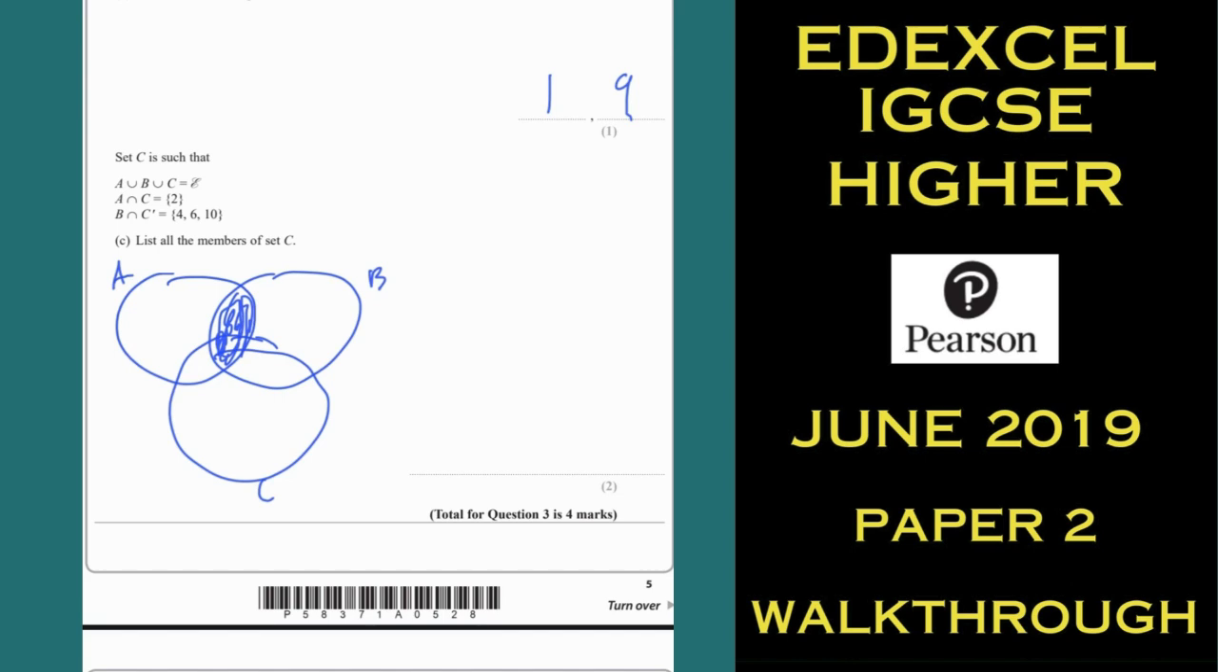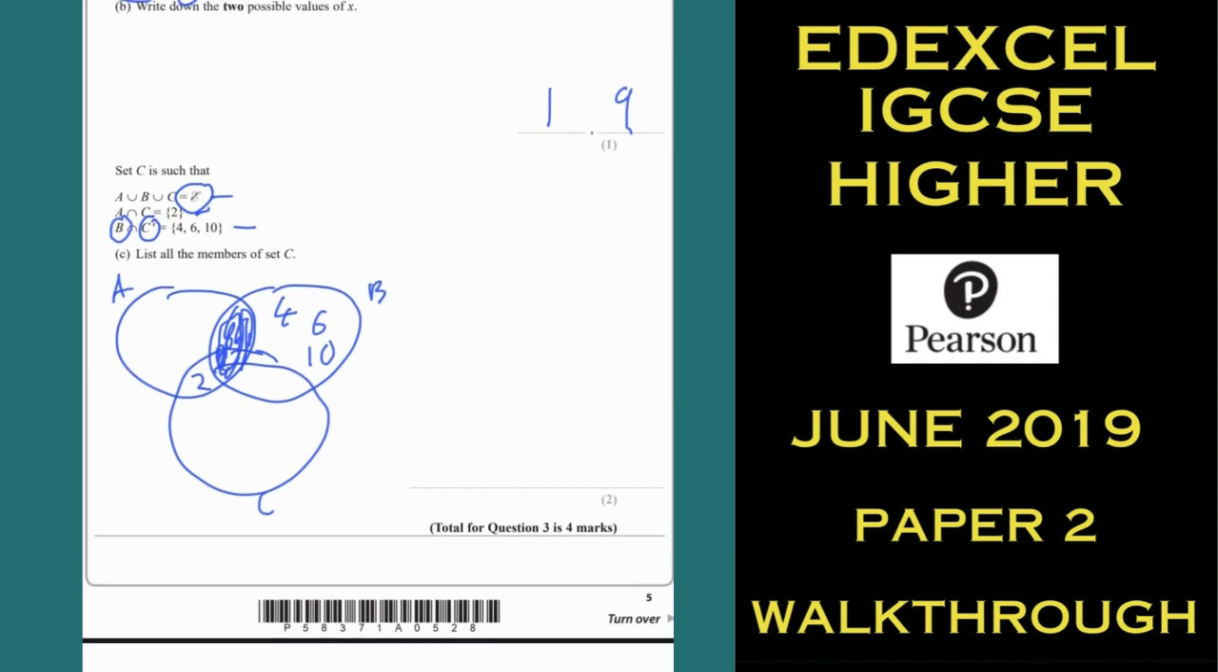So what are we told? We're told that A intersection C, so that's that bit there, has a 2 in it. We're told the crossover between inside circle B and outside circle C, that's this region there. Okay, and the top line tells us that A union B union C contains all the numbers. That's why I've not put a box around it, because there'll be nothing outside.